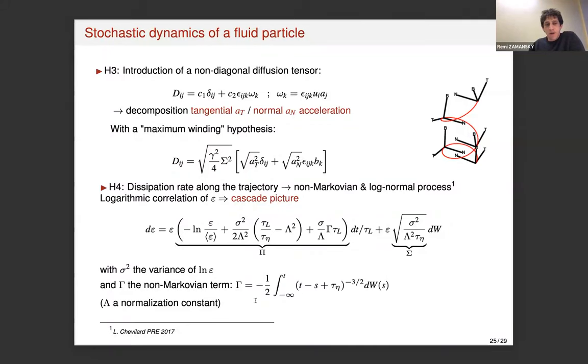And as Laurent Chevillard showed, we can obtain that with that kind of stochastic process built on a fractional Brownian motion, for example, or equivalently a non-Markovian process. And so at the end of the day, I have that kind of multiplicative stochastic process for epsilon, with here the gamma, an integral term that makes the stochastic model non-Markovian. It depends on all the previous instants, not only the last one.